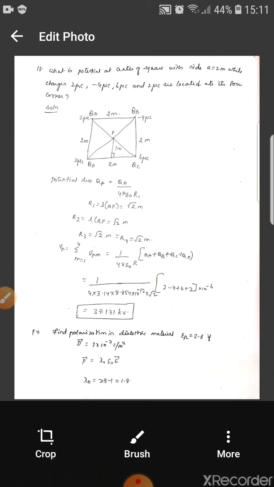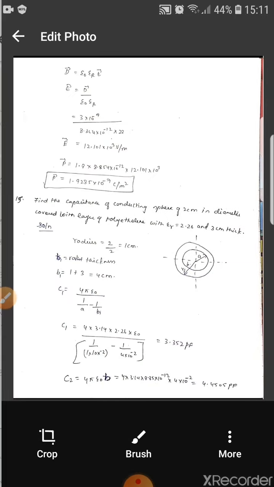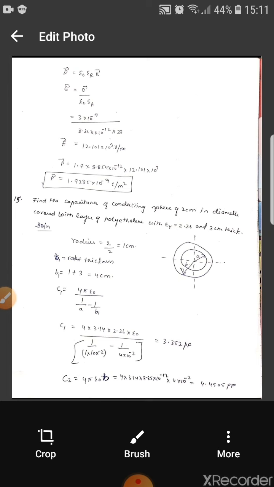So chi naught is equal to 2.8 minus 1, which is equal to 1.8. And next, D is equal to epsilon naught epsilon R into E. So E is equal to D divided by epsilon naught epsilon R. We know what D is, we know what epsilon naught and epsilon R are. So 3 into 10 to the power minus 7 divided by 8.854 into 10 to the power minus 12 into 2.8, that is equal to 12.101 into 10 to the power 3 volt per meter.